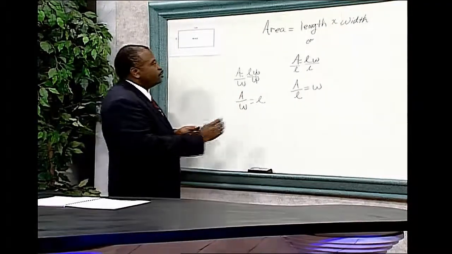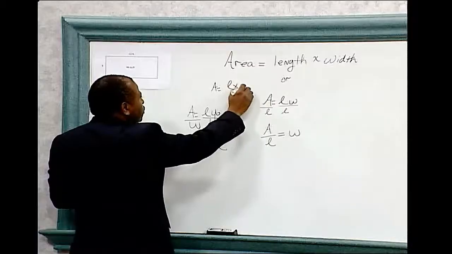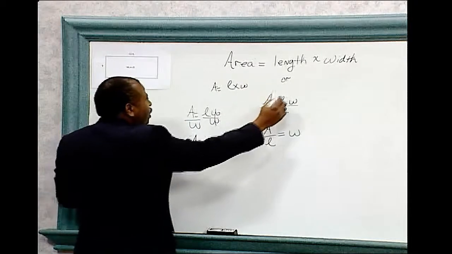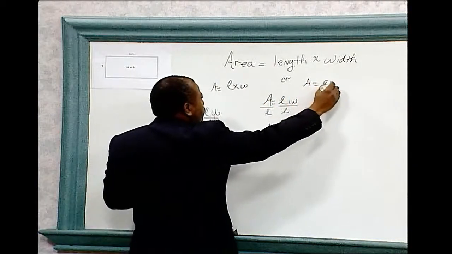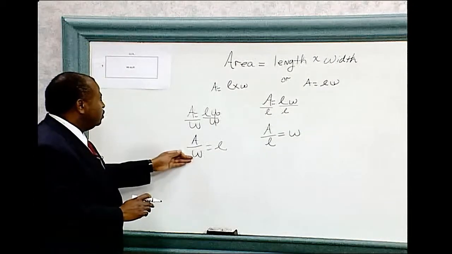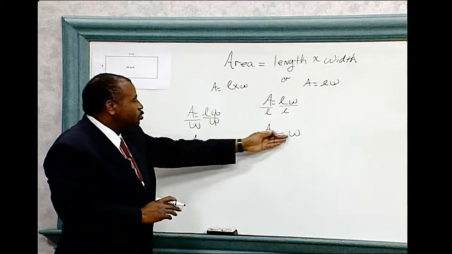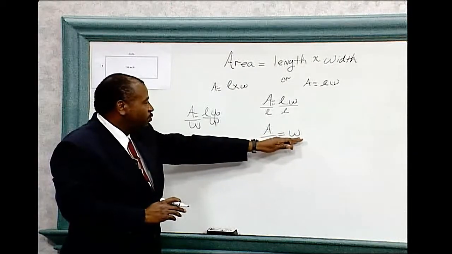So now we have three formulas. A is equal to L times W, or A is equal to LW, which is the area formula. A over W is equal to L, which is the length formula, and A over L is equal to the width, which is the width formula.